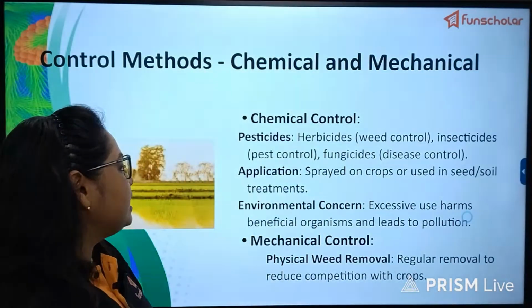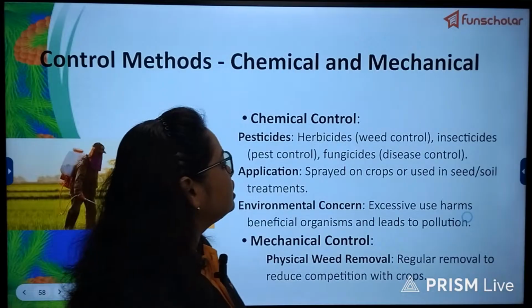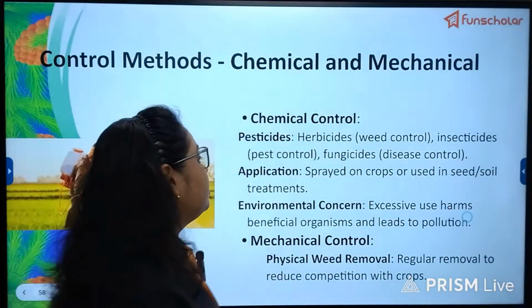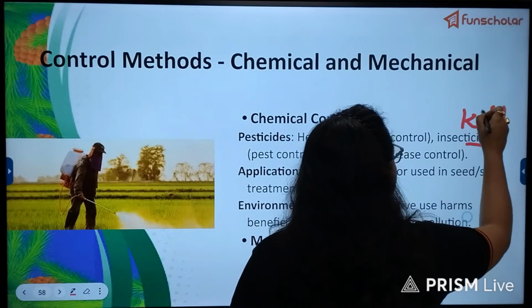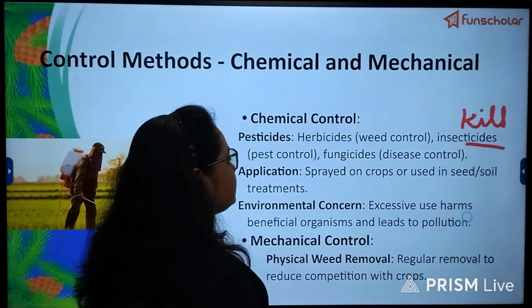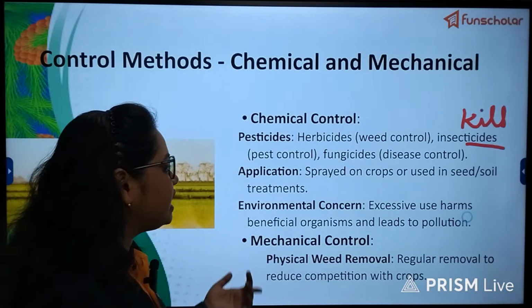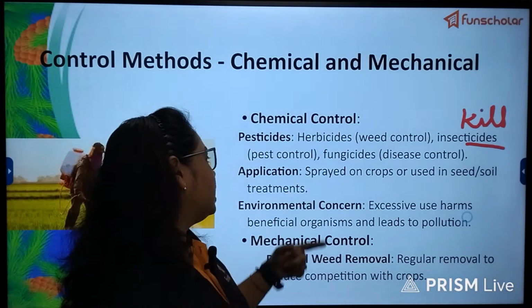Then insecticides. The insecticides control the insects, because "cide" means to kill. So the chemicals which kill insects are called insecticides, and fungicides, again, will kill fungi.